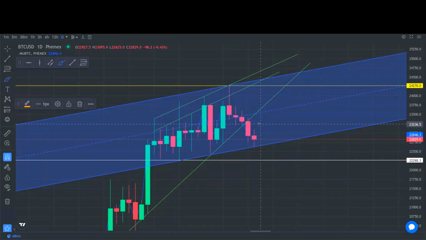In my last video I left off here. It has since broken down out of that green ascending wedge you see there. It was on the fence.